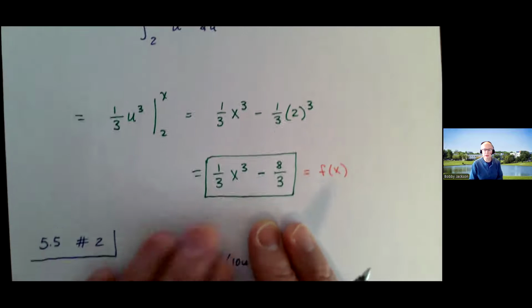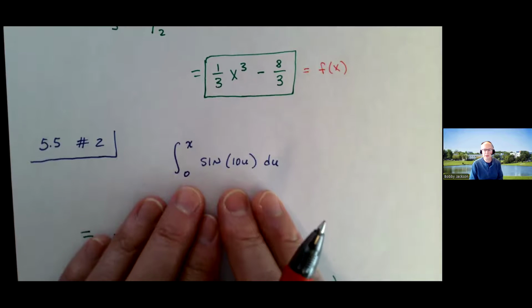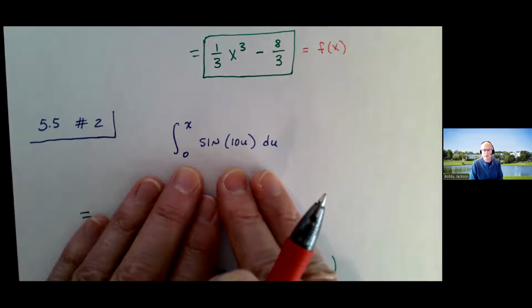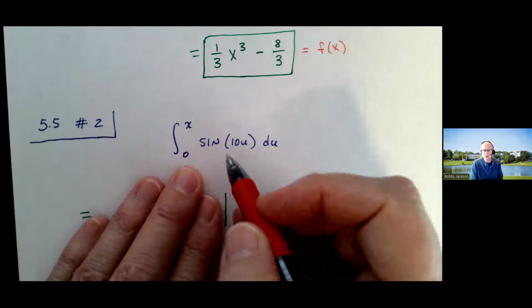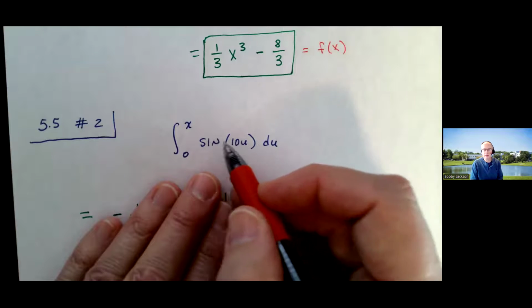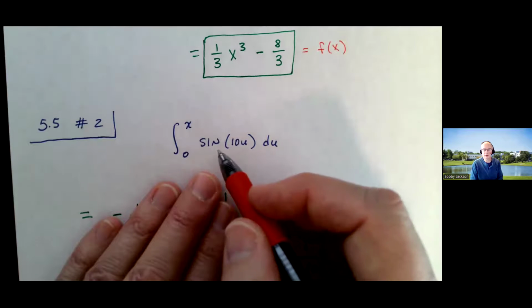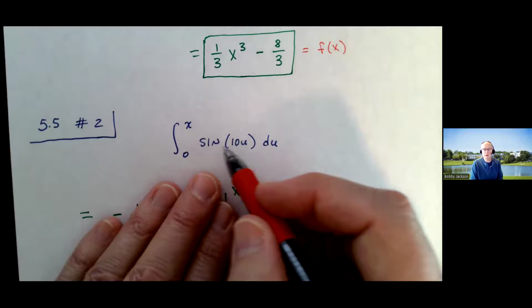Okay, let's look at number 2, which is find a formula for the function expressed in this integral. So here we're integrating sine of 10u, and again, your function might be a little different than this, might have a different number than 10, for instance. And we're going to find the antiderivative of that function and then plug in again x, plug in 0, subtract, and we'll have our function. So what's the antiderivative of sine of 10u?